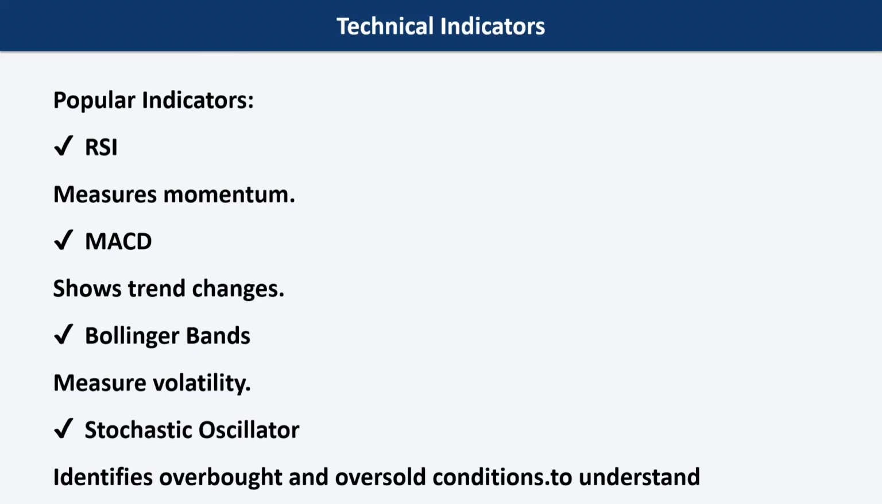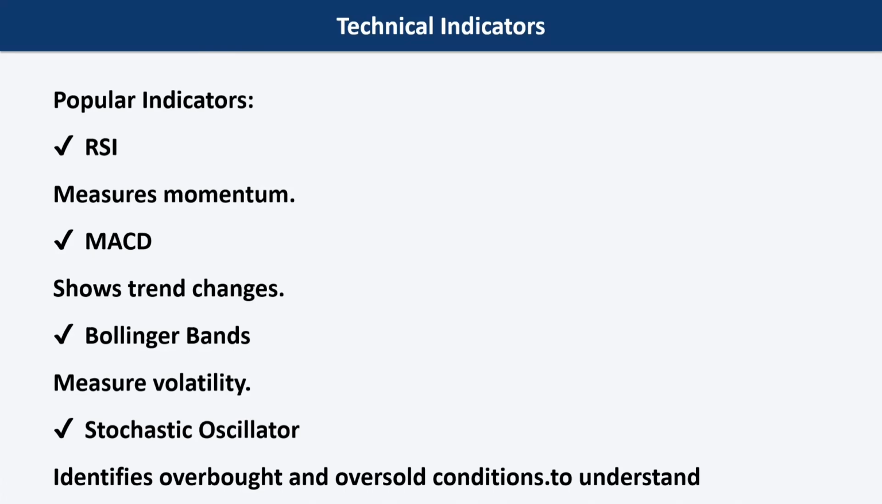So here we'll see RSI. What is the full form of RSI? Relative Strength Index. RSI measures momentum. It tells us whether the stock is overbought or oversold. RSI ranges from 0 to 100. Generally, above 70 the stock may be overbought. Below 30 it may be oversold.